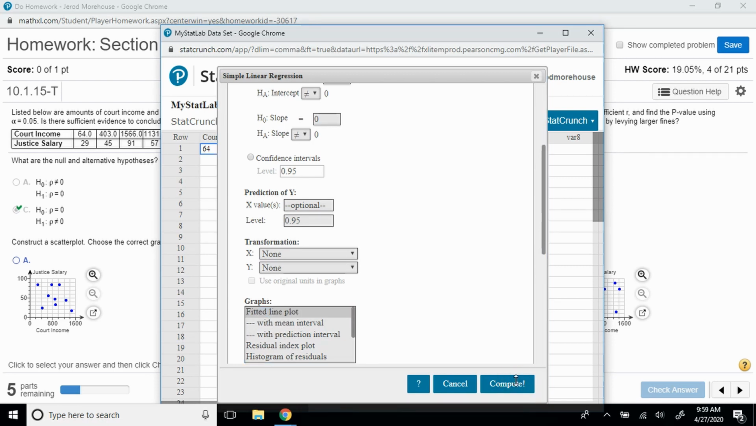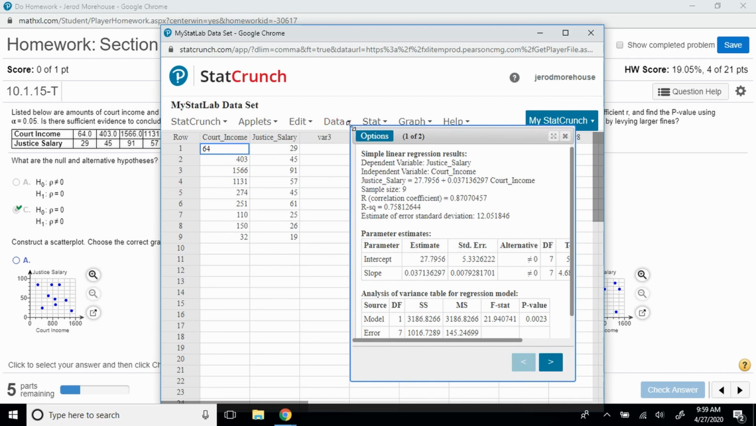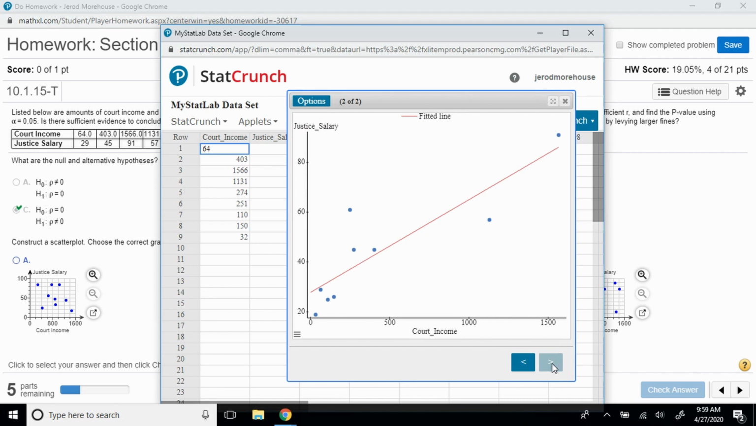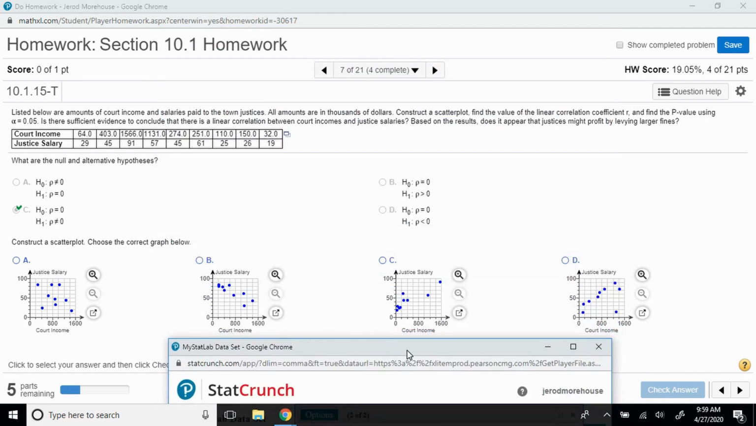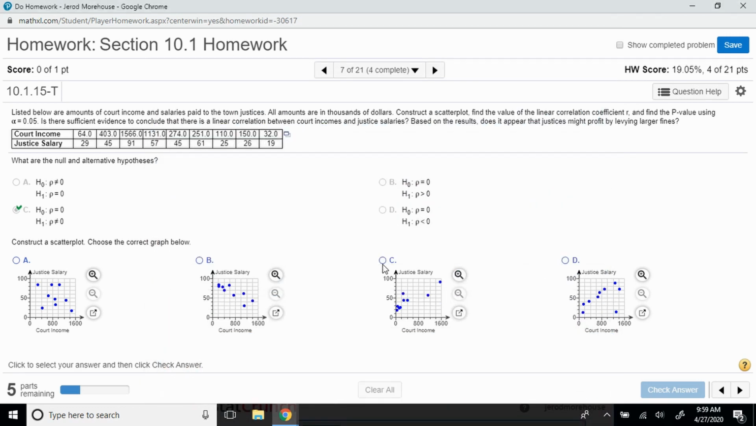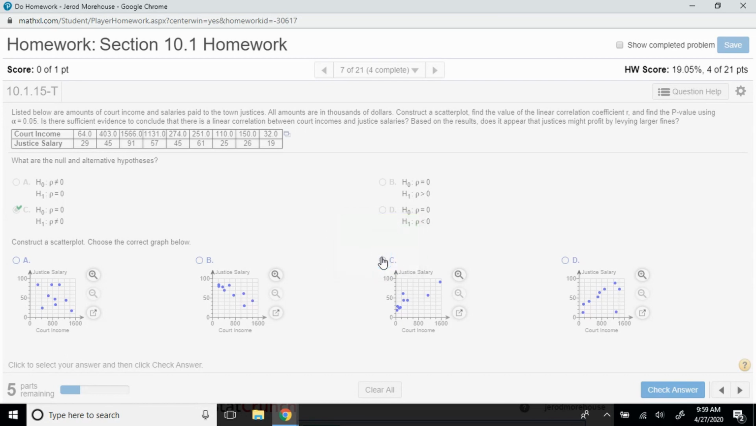Let's compute. Now we have our normal output from linear regression, but if we arrow over here, it has given us the scatter plot and also drawn the line of best fit. So let's go back to our options here. It looks like C matches the best. So I'm going to select C. Let's check that answer. All right.